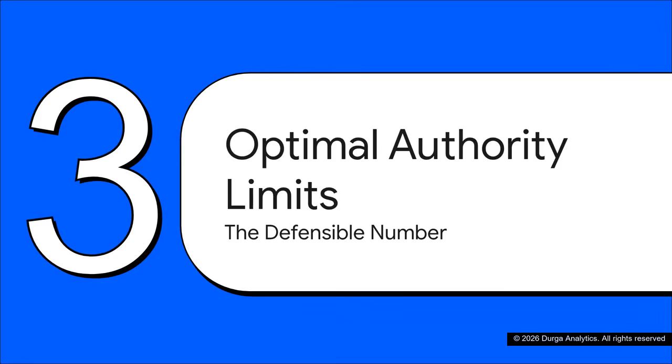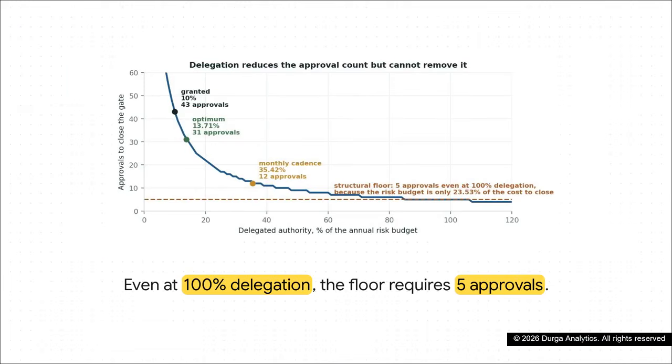Section 3, Finding Optimal Authority Limits. So, how do we actually fix this? The instinct is usually, well, I'll just delegate more authority to my traders to reduce the approvals. But there's a structural flaw.